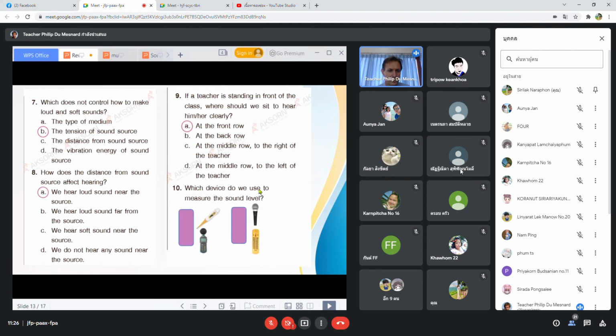And then which device do we use to measure the sound? This one measures temperature. This one measures temperature. And this one makes sound. And I think it's this one. So I think it's B. No, it's C.